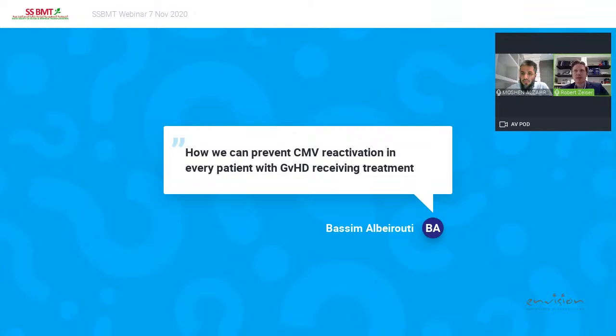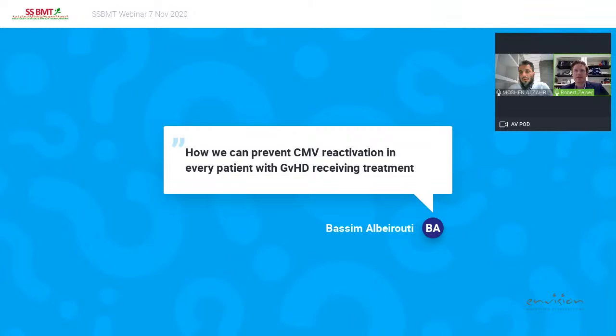So what has been shown, at least for the prevention in the first 100 days post-allotransplant, is that Prevymis or letermovir reduces the risk of CMV reactivation. So it's a good question, and it might be that when we give that to patients with chronic GVHD, we might have less CMV reactivation. But this has to be investigated. This is just a speculation right now.